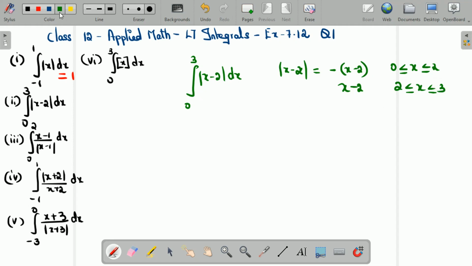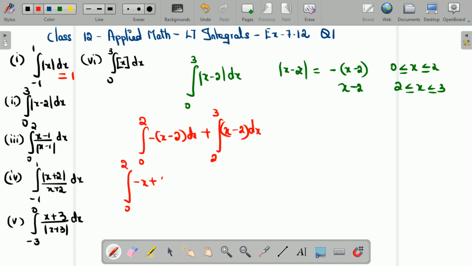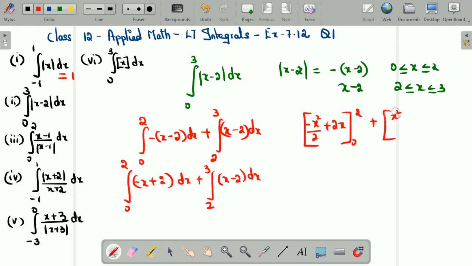So we will break this integration again into two parts. Between 0 and 2, the integration is for minus of x minus 2 dx, and between 2 and 3, the integration is just for x minus 2 dx. Now I am bringing the negative sign inside so that it will be easy for integration. So 0 to 2 of minus x plus 2, and in this case I am going to retain it as such, 2 to 3 of x minus 2 dx. Now let's perform integration. In the first case it is minus x squared by 2 plus 2x between the limits 0 and 2, and in the second case it is x squared by 2 minus 2x between the limits 2 and 3.